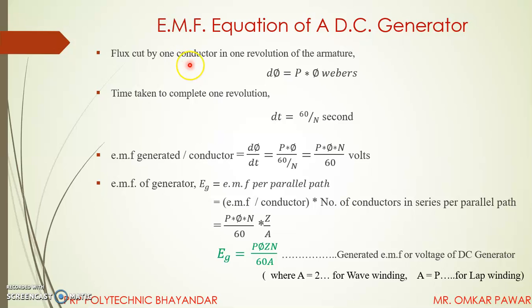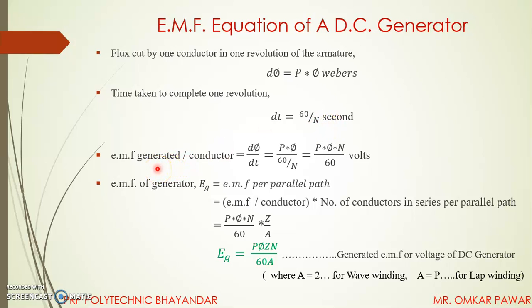So suppose the flux cut by one conductor in one revolution of the armature is denoted as P into phi. P is the number of poles, and the flux cut by the conductor is d phi equal to P into phi Weber. So the time taken to complete one revolution is dt equal to 60 divided by N, because in 1 minute there are 60 seconds.